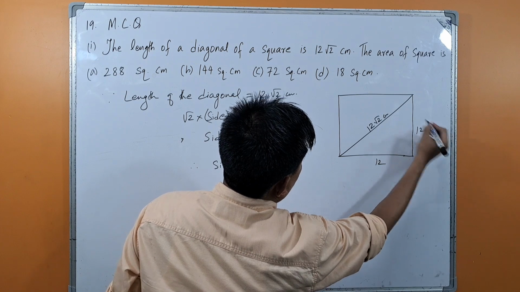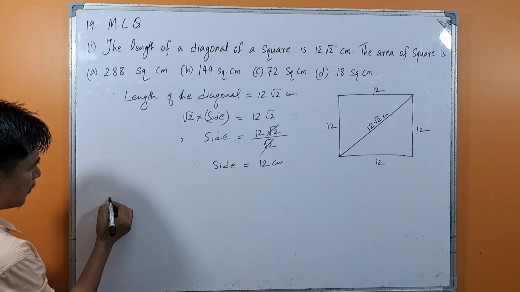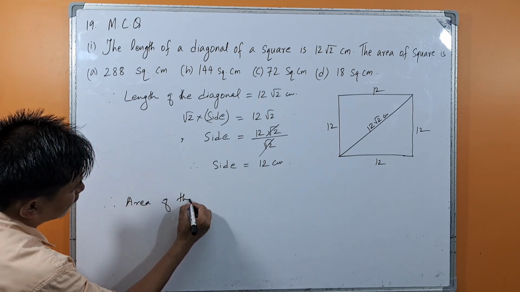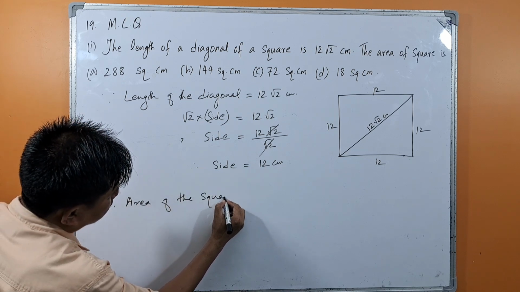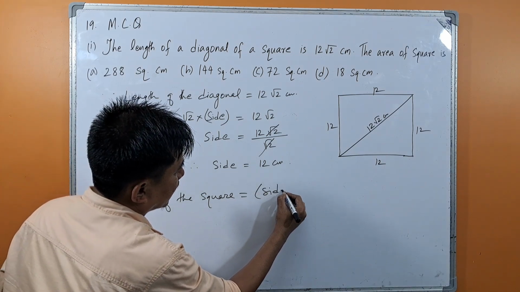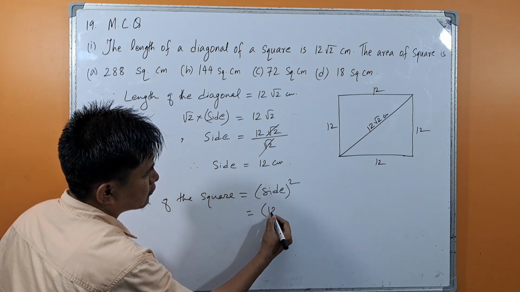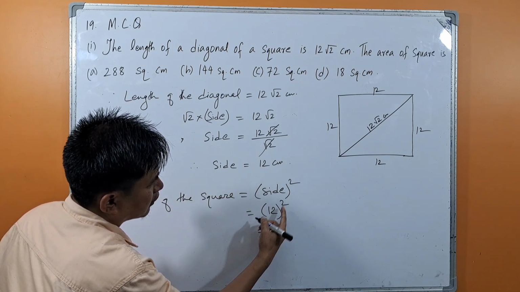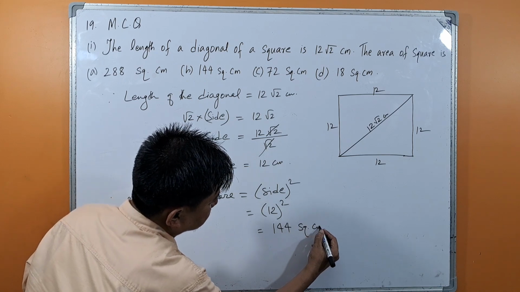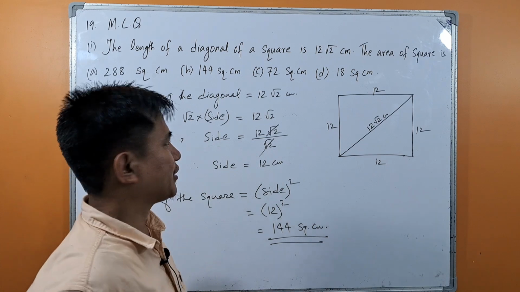12, 12, 12 and 12. All sides are equal to each other. Therefore area of the square equal to, the formula for area of a square is side square, isn't it? So what is side? Side is 12. 12 square. 12 square is 144 square centimeter. This is the area of this square whose diagonal is 12 root 2 centimeter, isn't it?